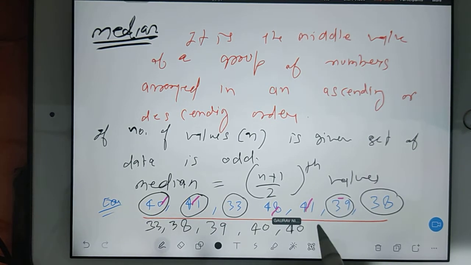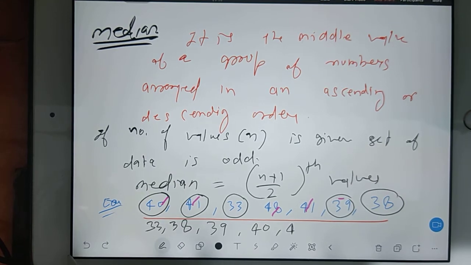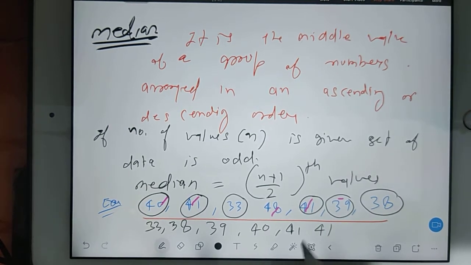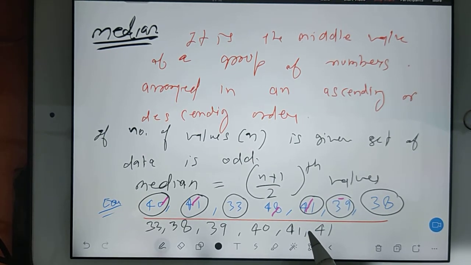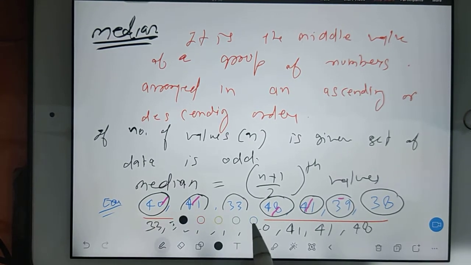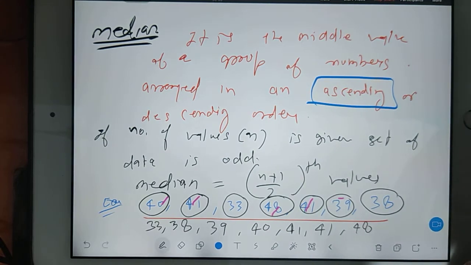Very good. Okay, now you see 40 is there, but 41 is also there. That 41 is coming 2 times. So 41, 41 we should write 2 times. We should not avoid, or we should not multiply like 41 into 2. Write 41, 41 2 times and then go for the highest value 48.